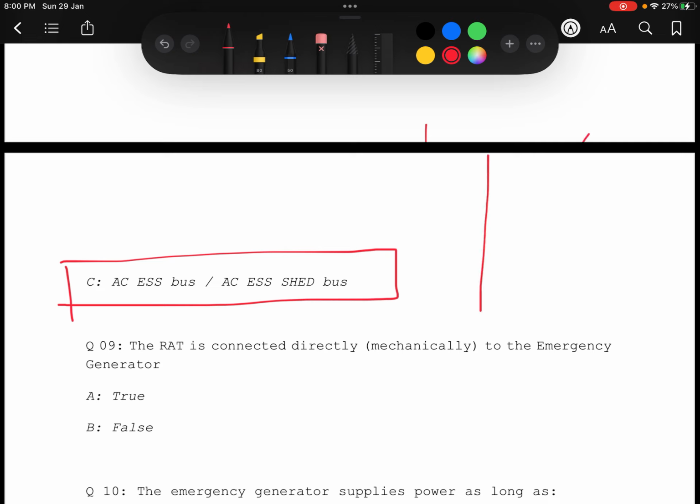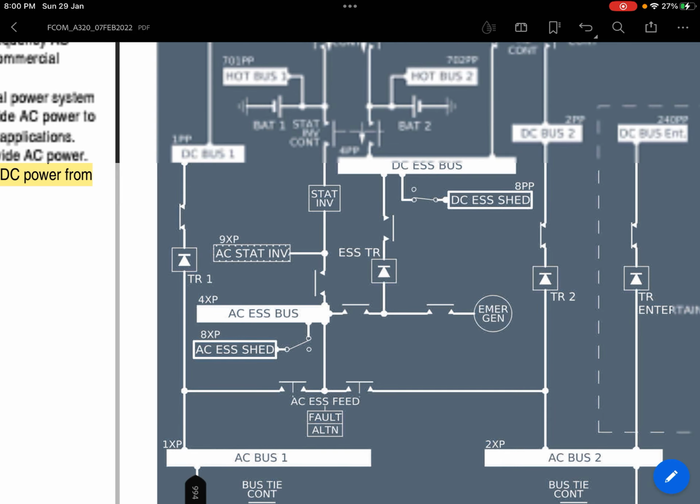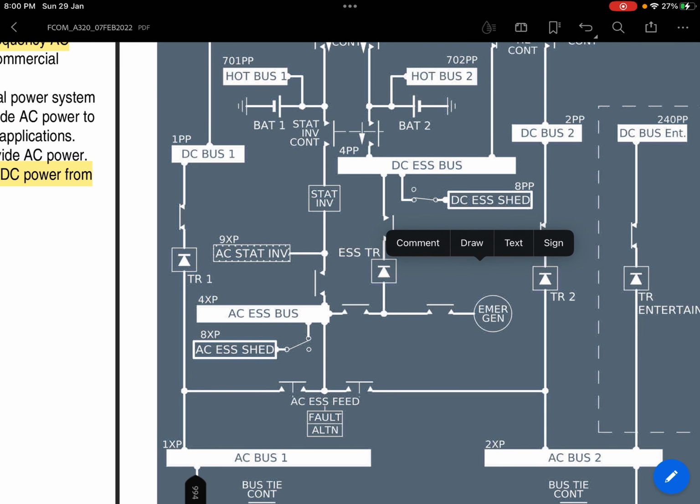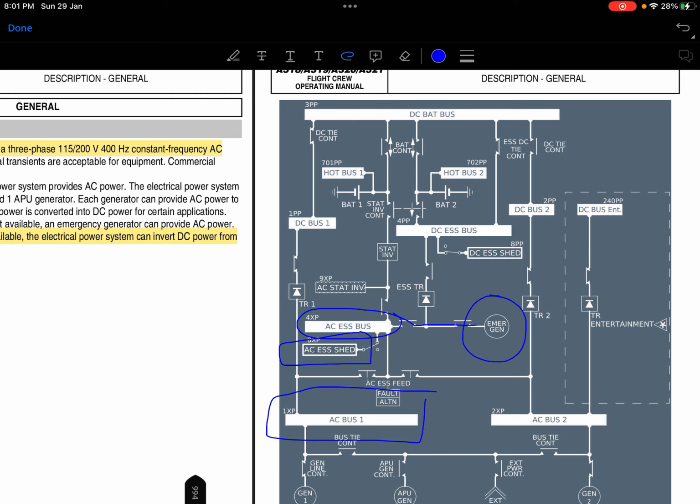I will clear this from the FCOM right now. Going to the FCOM for the same diagram, this emergency generator gives power to the AC essential bus and AC essential shed bus. It does not power AC bus 1 and AC bus 2.